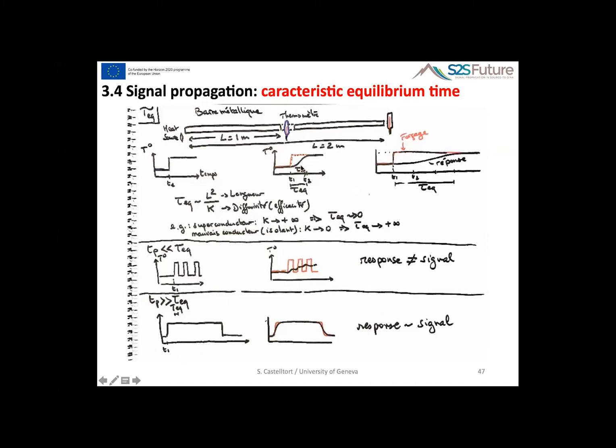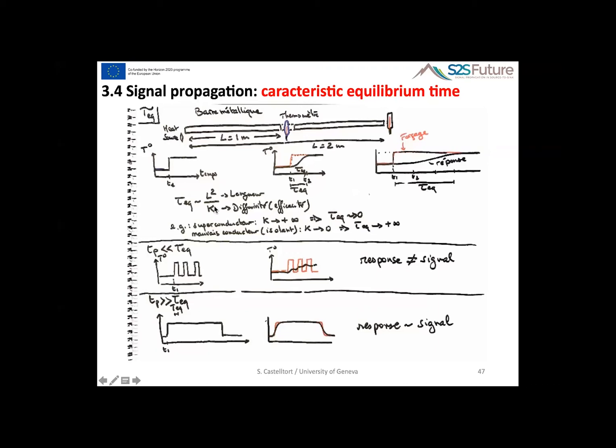The equilibrium time is Teq, the time to reach the temperature, that is, the time for me to feel the temperature that is imposed at this end. And this Teq is proportional to L squared divided by the diffusivity K. Imagine you have a superconductor. When you put your heat source, instantaneously you reach that temperature here afterward. So you burn your finger if somebody is holding the rod here.